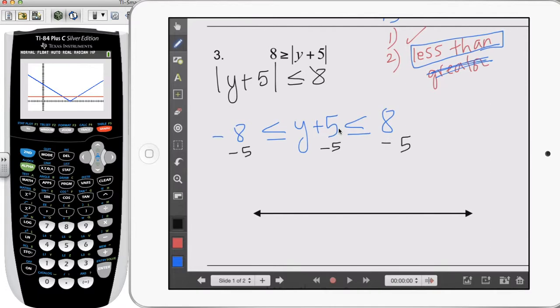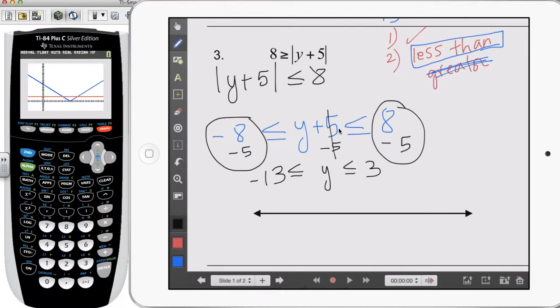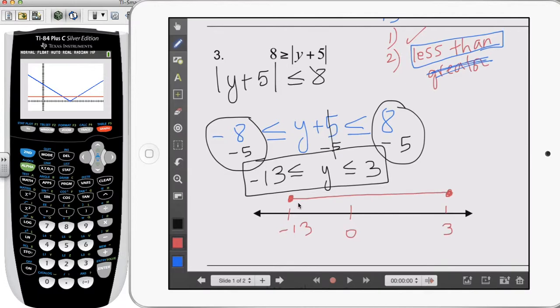You subtract 5 from all sides, and you end up with only a y in the middle. Negative 8 minus 5, that's a negative 13. 8 minus 5, that's a 3. It means that your y is between negative 13 and 3. So on the number line, you show me the negative 13 and the 3. As you can see, they're both included since you have an equal sign for both of them. So you need to have a solid, filled circle for both of them. And you have to show me that your solution is going to be between those two. Means any number between negative 13 and 3 will work.